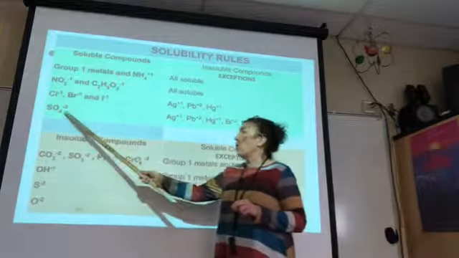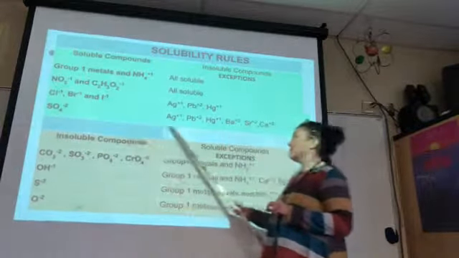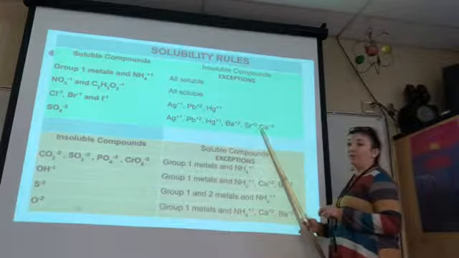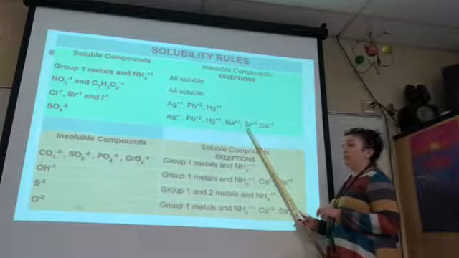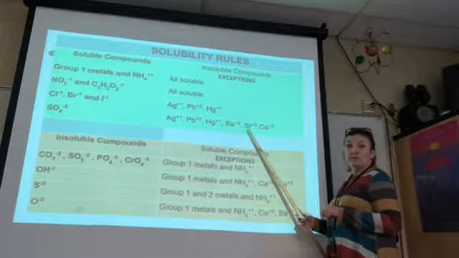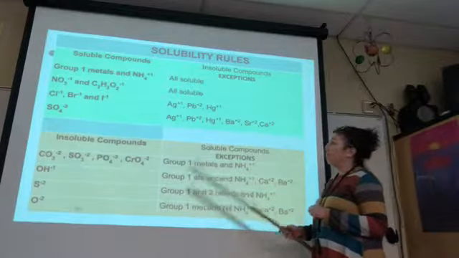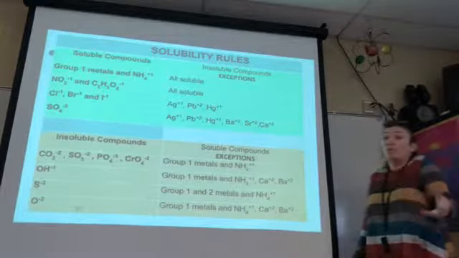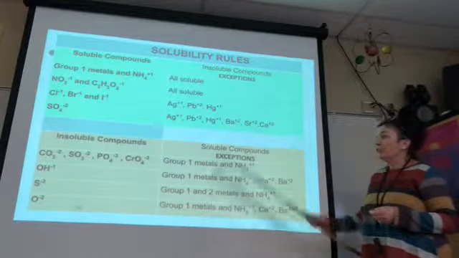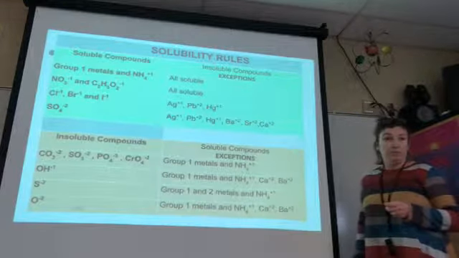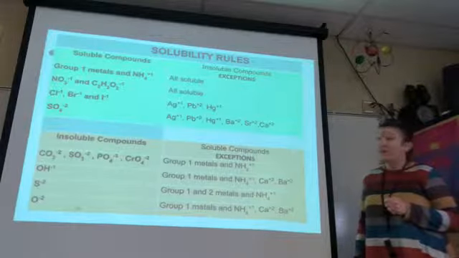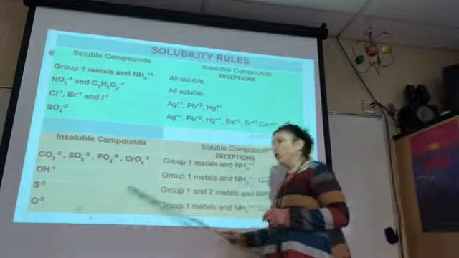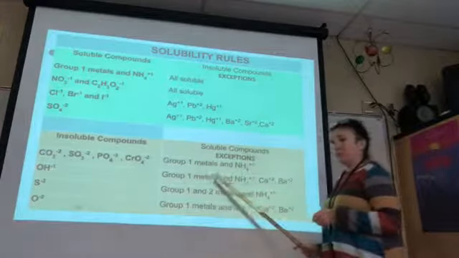And sulfates are all insoluble except these 6. So calcium sulfate will not dissolve in water. Strontium sulfate will not dissolve in water. Does that make sense? But mercury 2 sulfate will. Gold 1 sulfate will. Just none of these. Does that make sense? Now, down here, these are all insoluble except for these.